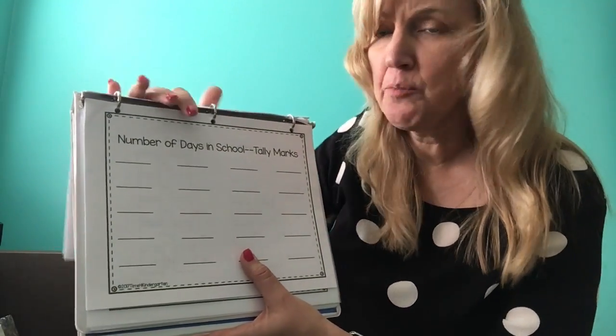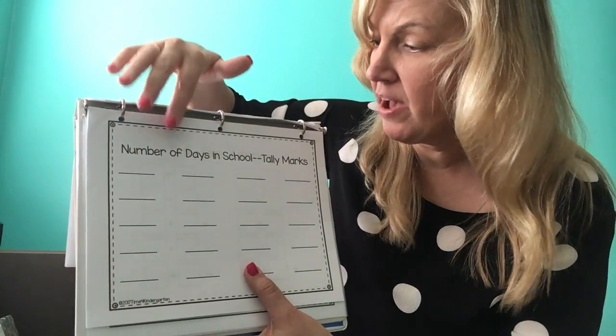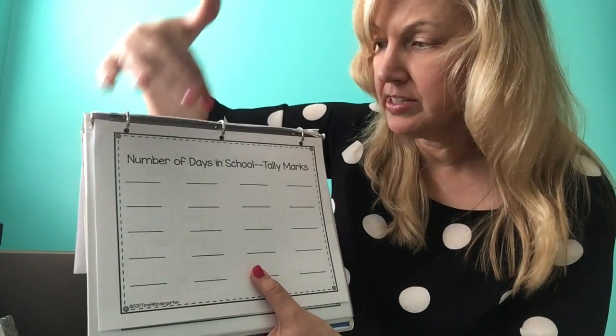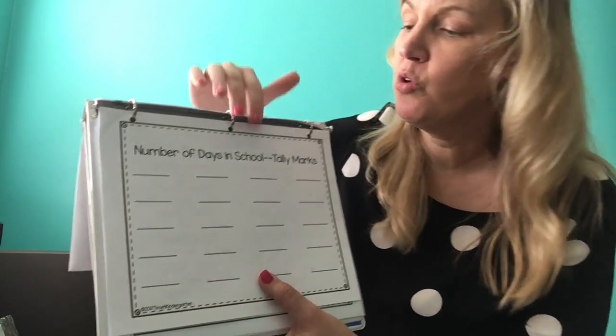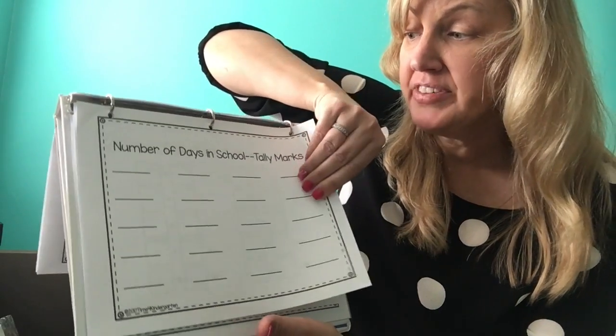Same thing for tally marks, which is great for teaching them how to count by 5s. They just make the 1, 2, 3, 4 slash across. So you're already teaching them from the first few days of school how to make tally marks and how to count by 5s.